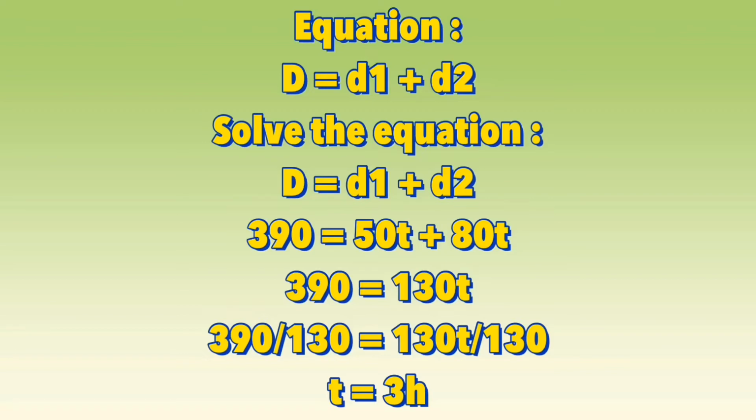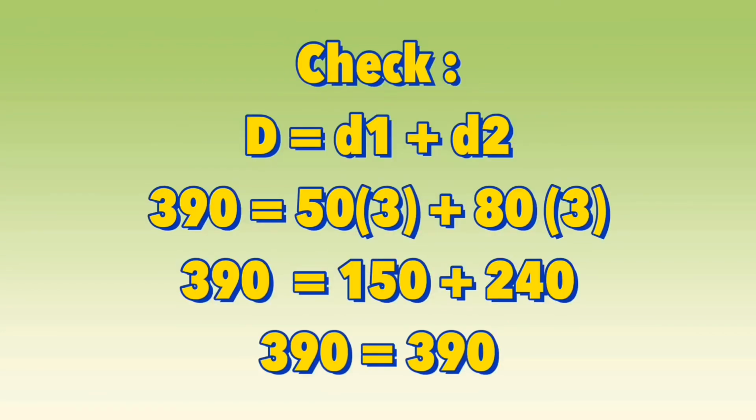So therefore the time equals 3 hours. We have to check. The distance is 390. The distance of the first bus is 50 times 3 plus the distance of the second bus is 80 times 3. So 50 times 3 equals 150 and 80 times 3 equals 240. So 390 equals 390. Therefore the equation is balanced. We can say that our answer is correct.